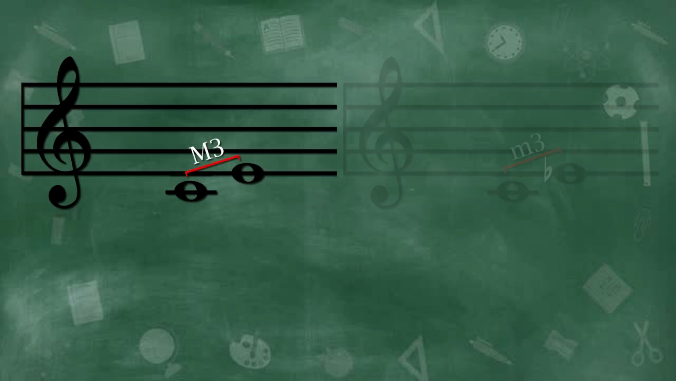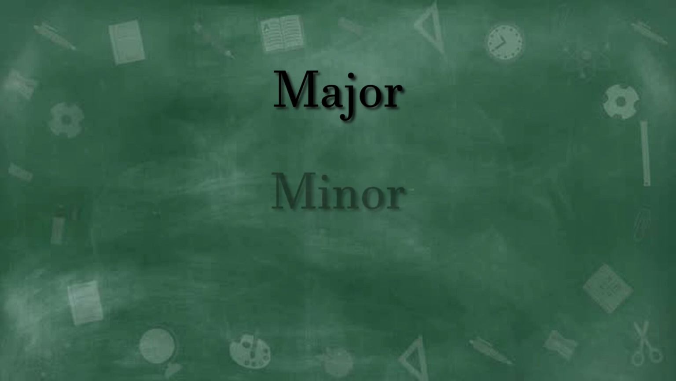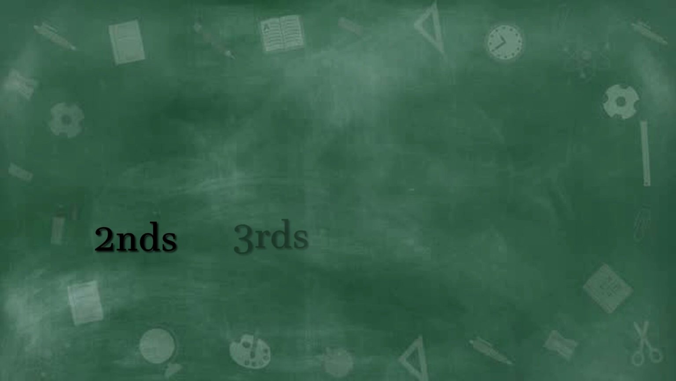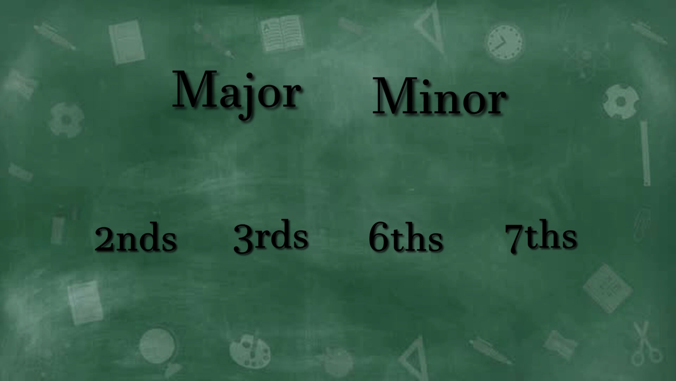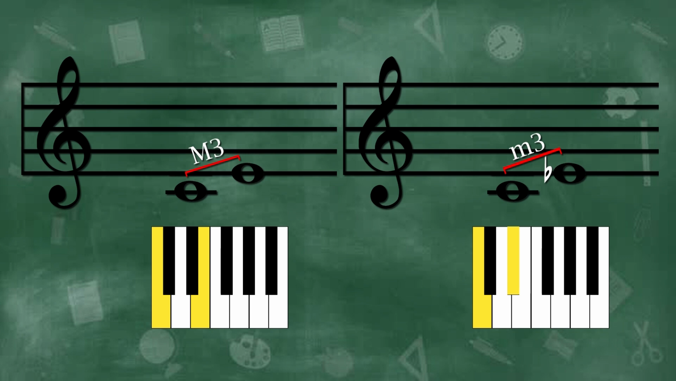Intervals of the same numerical size may vary in quality depending on how many half steps they contain. The three types of interval qualities we will talk about are major, minor, and perfect intervals. Seconds, thirds, sixths, and sevenths can either be major or minor. They can also be augmented and diminished, but for this video we're just going to focus on major and minor. A major interval is larger than a minor interval, meaning the major interval has one more half step than the minor one.